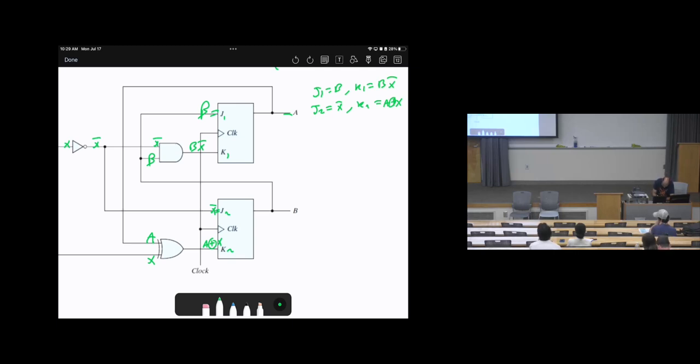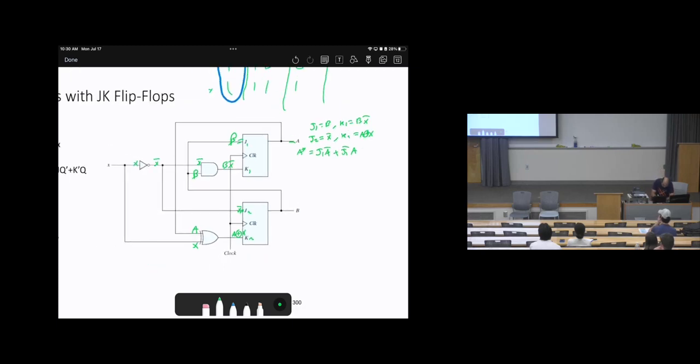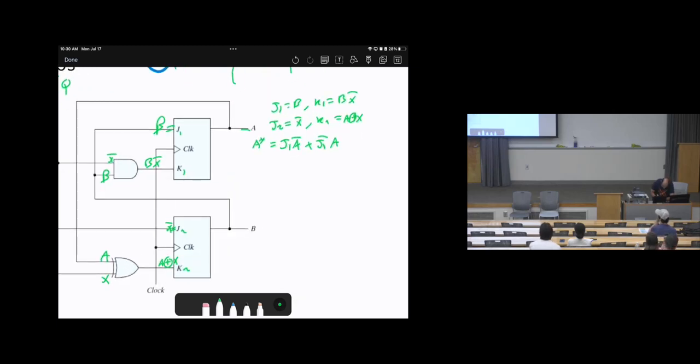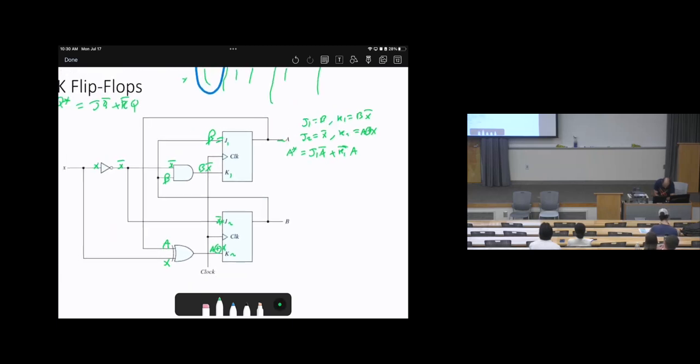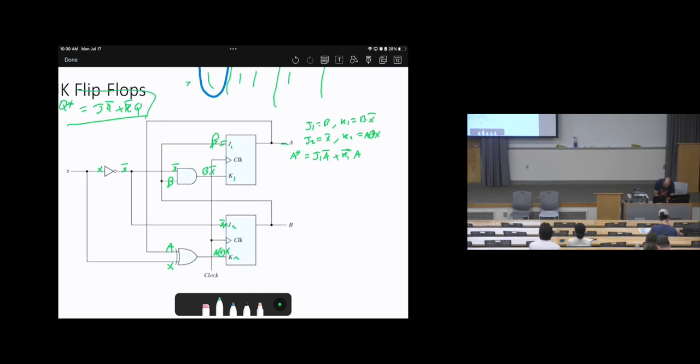Now, let's talk about the flip-flop with A. The JK flip-flop: A star equals J1 A bar plus J1 bar A. Do you agree with me on this, the flip-flop equation? You know the JK flip-flop equation, right? Which used to be Q star equals J Q bar plus K bar Q. I forgot to write K, I'm sorry. J Q bar plus K bar Q. Clear?